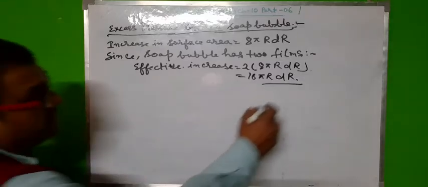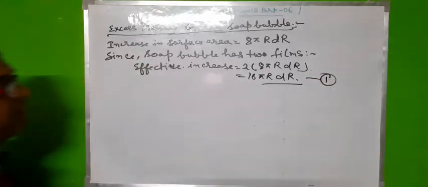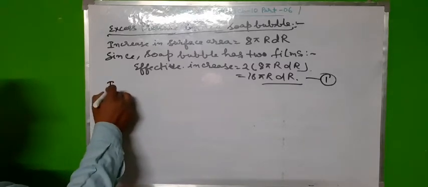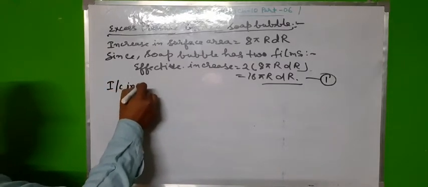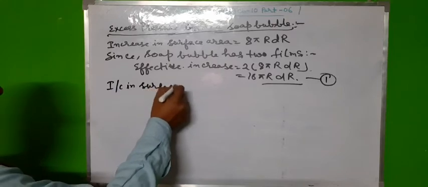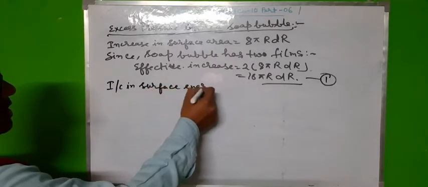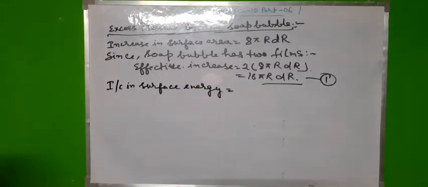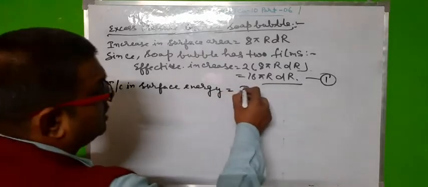Suppose this is equation number 1. Now external work is done in increasing the surface area of the soap bubble. So increase in surface energy is equal to what? This increase in surface energy is equal to increase in surface area into surface tension.